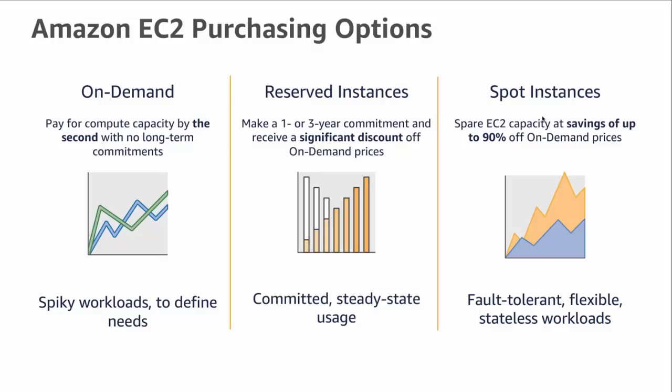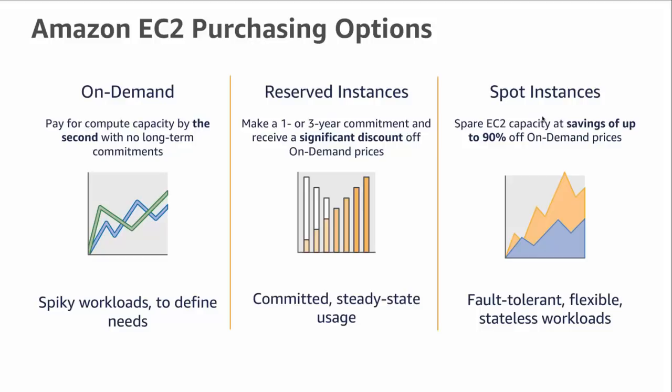You're probably familiar with the first two purchasing models on this screen. On the left, we have on-demand. That's where you pay for compute capacity by the second with no long-term commitments. It's good for spiky workloads or while you're still defining your workloads. Once you've defined workloads that will run for longer periods of time, the most cost-effective way to lock in those purchases is with reserved instances, and in exchange for a 1 or 3 year commitment, you can receive significant discounts off of the on-demand prices.